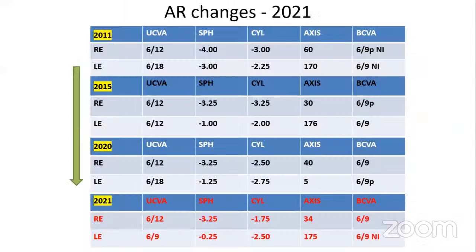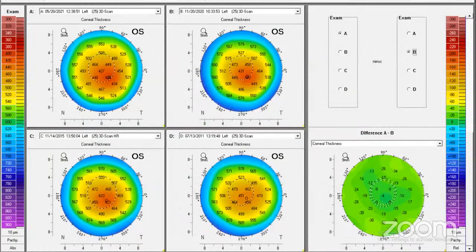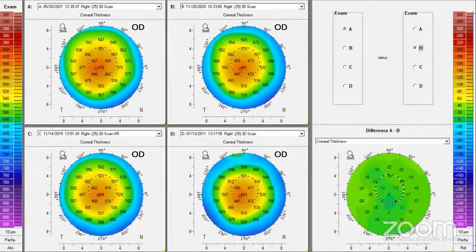Can you go back to the pachymetry maps? No, you were showing the left eye 4 maps for pachymetry. Yes. So if we notice here that the patient started off, the pachymetry was 450 in 2011 at the thinnest point. Please stay at that map. Yes. Is it the left eye? I want to see the left eye pachymetry maps.